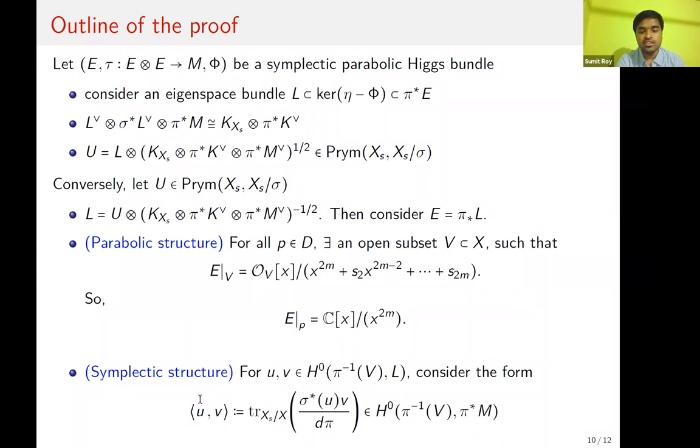And for the symplectic structure, we consider two sections u and v over L, and the symplectic form is given by this. This form is non-degenerate, and it is skew because sigma star squared is equal to minus one, and this gives us a symplectic form on this pushforward bundle E.